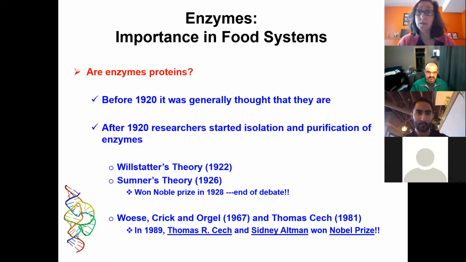Sumner, however, isolated a protein, urease, I believe the protein was, and was the first to crystallize the enzyme and showed protein characteristics. And then there was a debate over a few years, but the debate ended when Sumner won the Nobel Prize, stating that yes, enzymes are proteins. And can somebody tell me why Willstetter, in their research, was not able to detect proteins in their isolated solution?